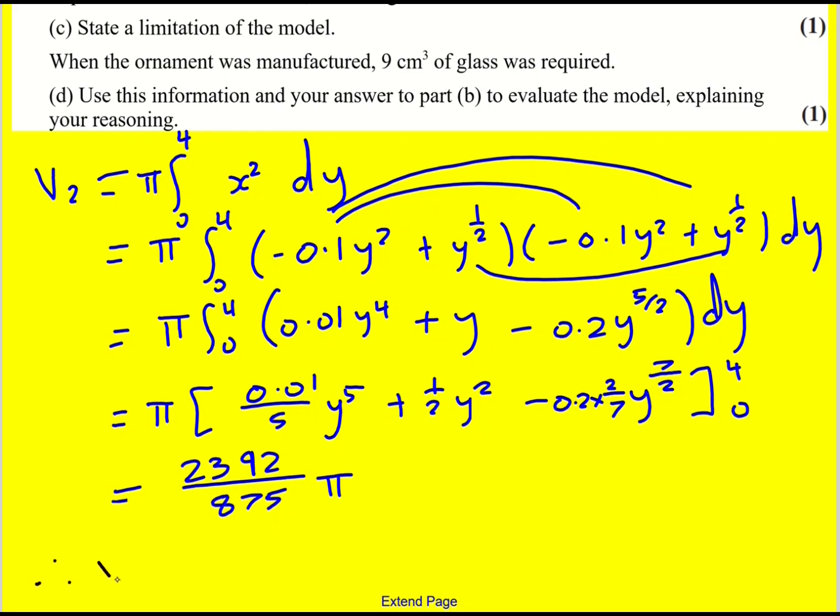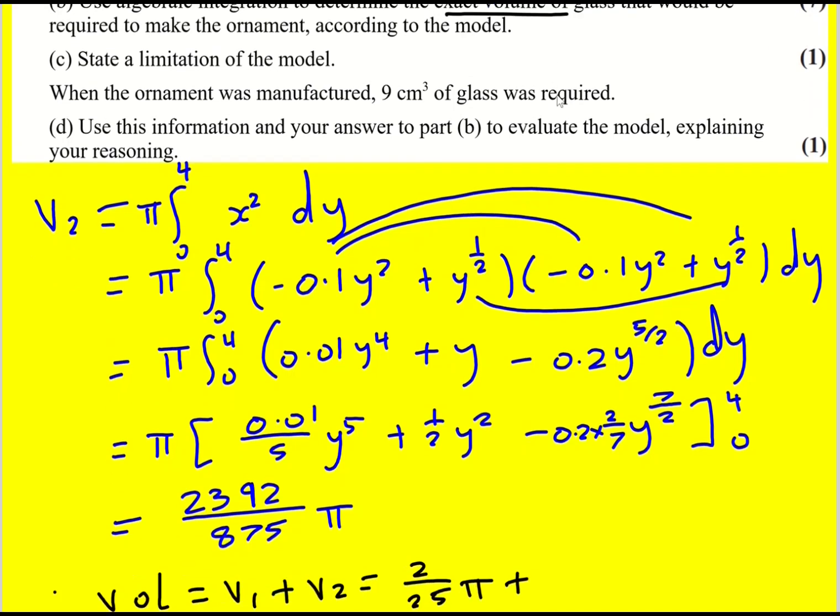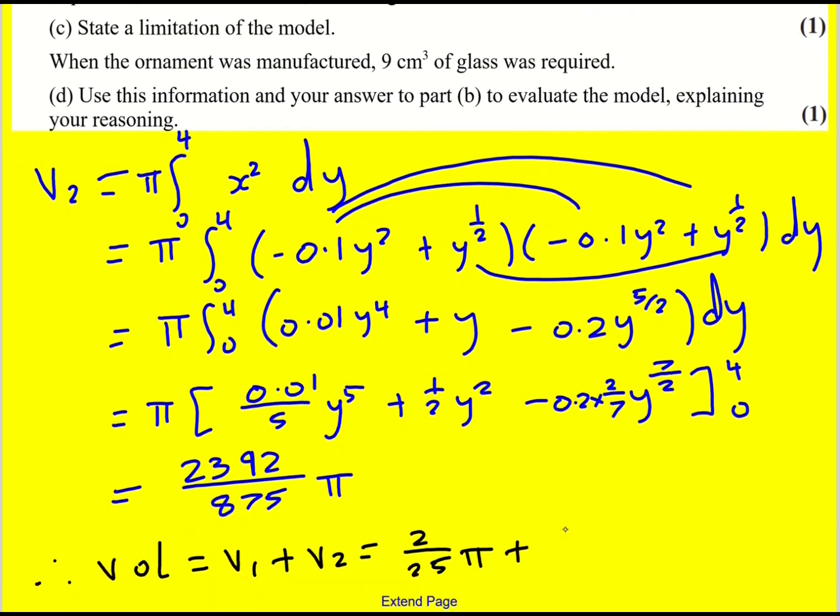And therefore, the volume is going to be V1 plus V2, which is our 2 over 25 pi. It does ask for it to be exact. Let me just remind you about that. Plus 2,392 over 875 pi, which becomes 2,462 over 875 pi.